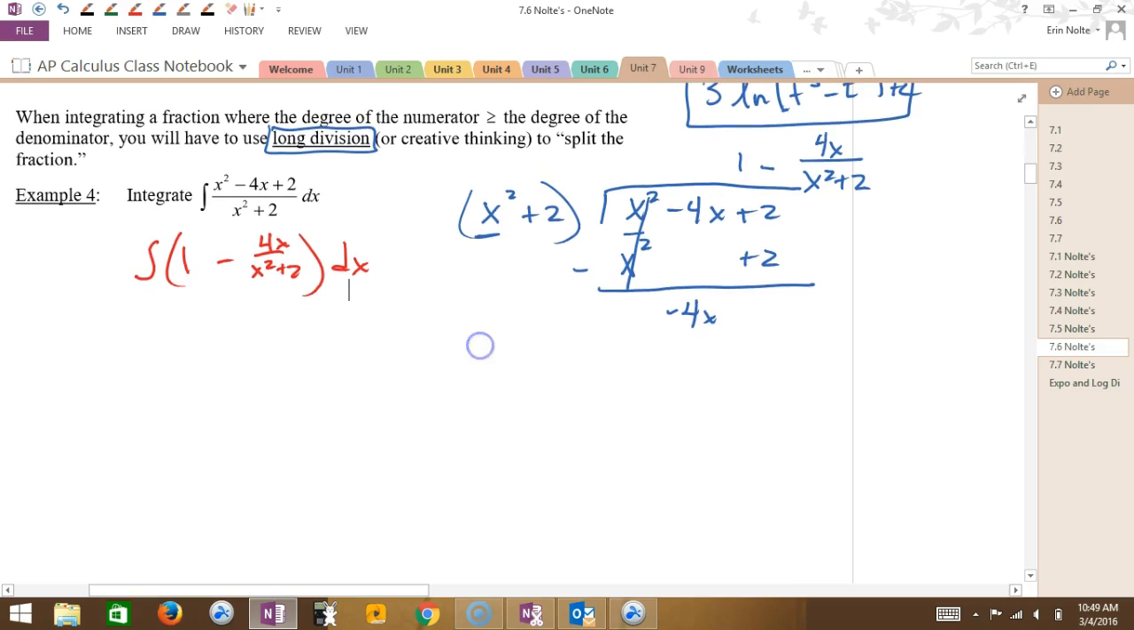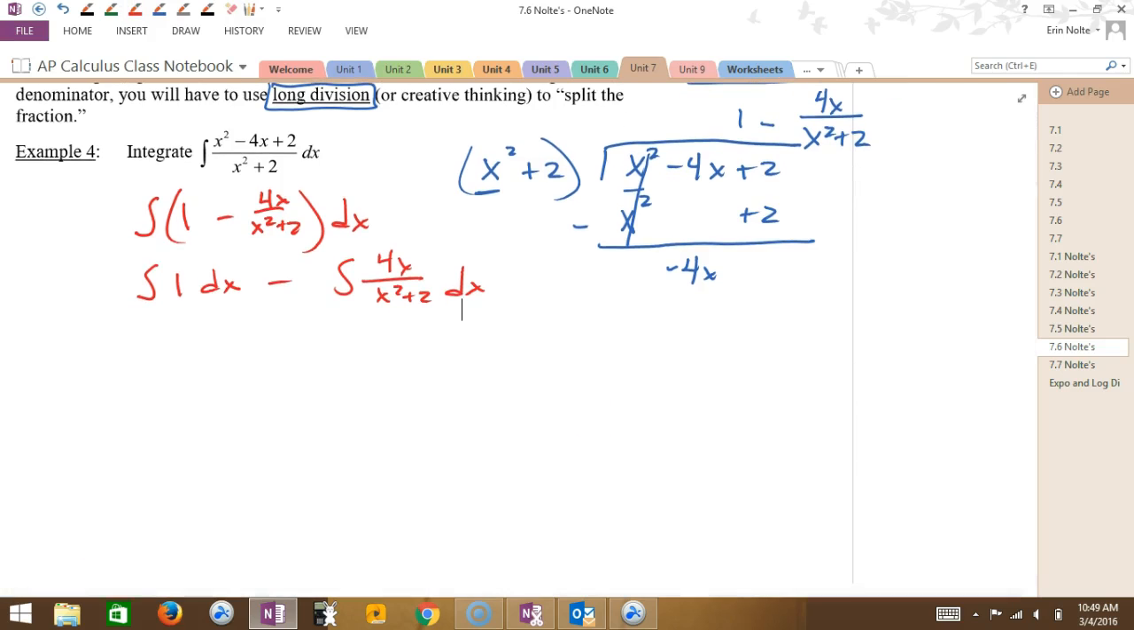You don't have to write this next step. It's up to you. Since you have 2 terms, you're just going to integrate each term individually. So you could write it as the integral of 1 minus the integral of 4x over x squared plus 2. When you do long division, what you get out of the division is equivalent. It's like saying 4 halves is equivalent to 2 because I divided it.